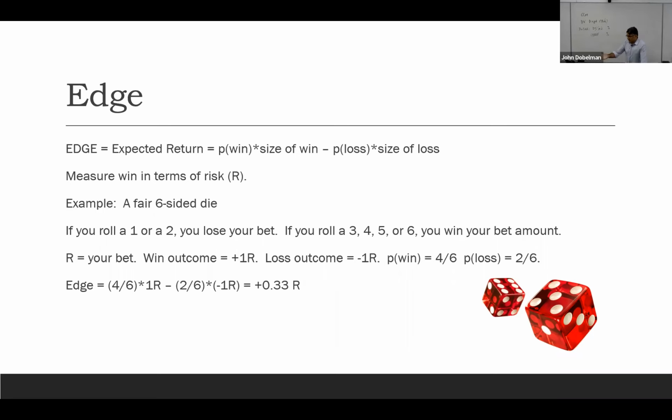And we can very easily calculate what that edge is right here, just with the simple expectation formula. That just means in this particular game, every time you roll a dice, you expect to make 0.33 R, or 33% of your bet. But of course, it's going to come in a lumpy fashion, in a binary -1 or +1 fashion. But over a large number of rolls, you're going to make 0.33 per roll.